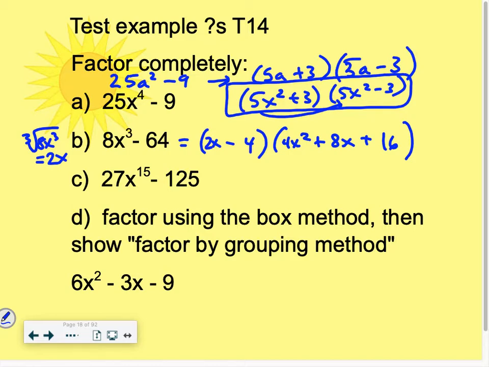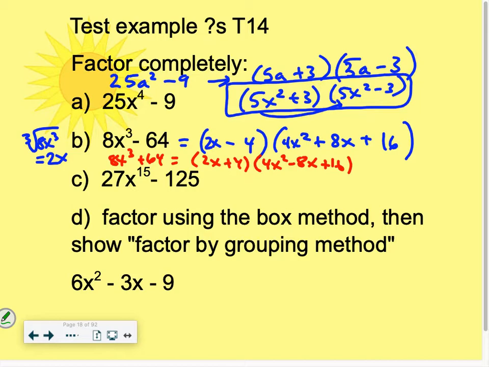If the question was factor 8x cubed plus 64, it'd be exactly the same, except this would be a plus, and the minus would be with the 8x. So now part C kind of combines both of those ideas.